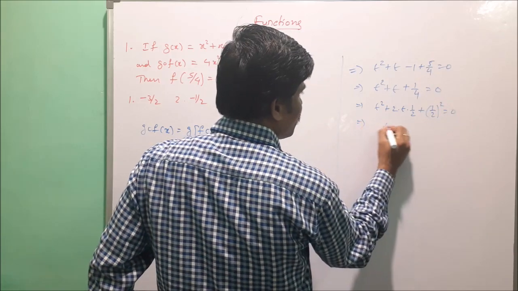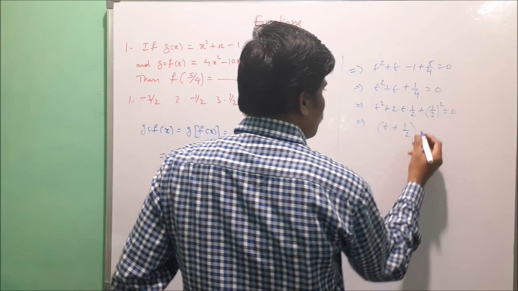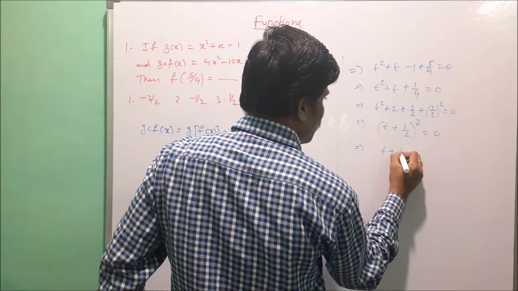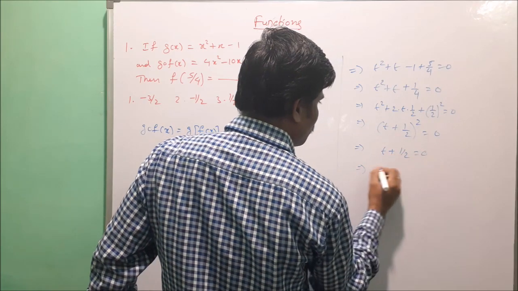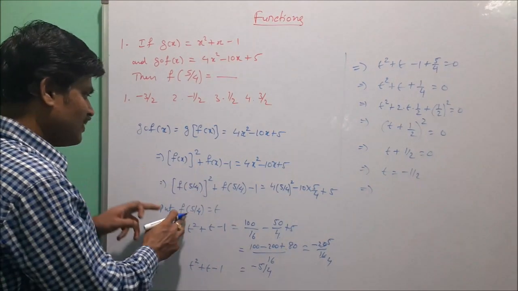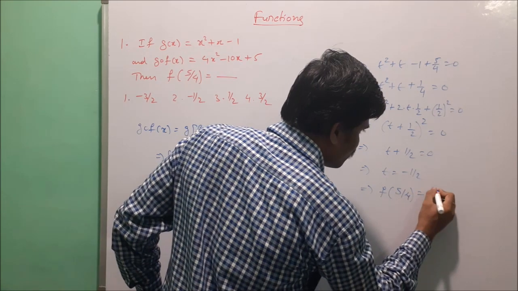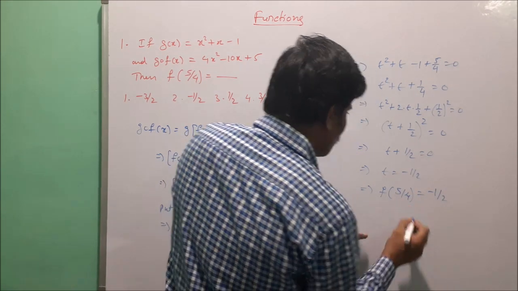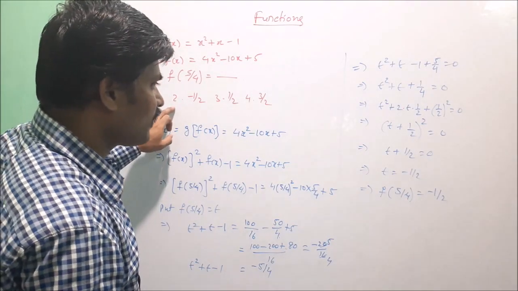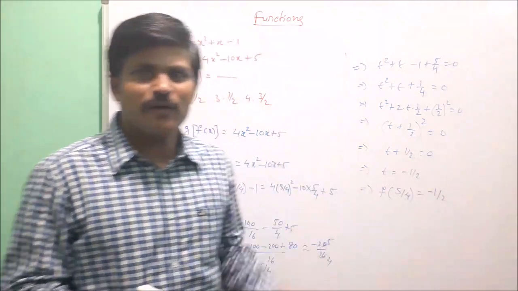Now here it can be written as a plus b whole square, that is t plus 1 by 2 whole square equals to 0, which implies t plus 1 by 2 equals to 0, which implies t equals to minus 1 by 2. Here t means f of 5 by 4. F of 5 by 4 equals to minus 1 by 2. Now option 2 is the right answer. So this is the solution for this problem.